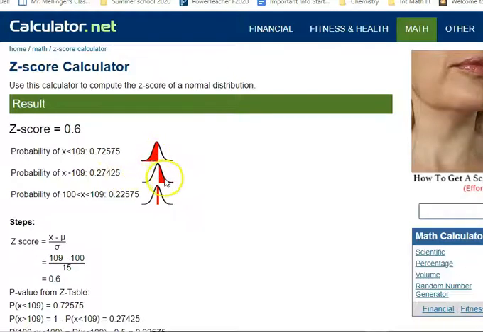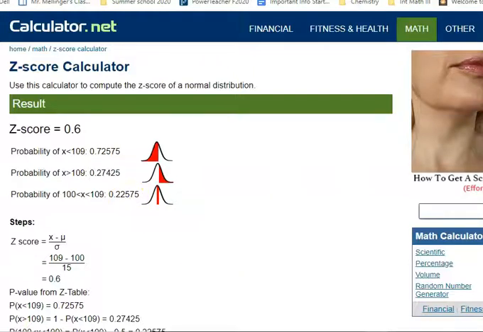And again, you can see that these top two graphs, the red would cover the entire curve if you put them together. But again, we're not interested in those right now. We're interested in this one, between 100 and 109. And we see that that's 0.22, and I'm going to round the 5 up to a 6, so 0.226.